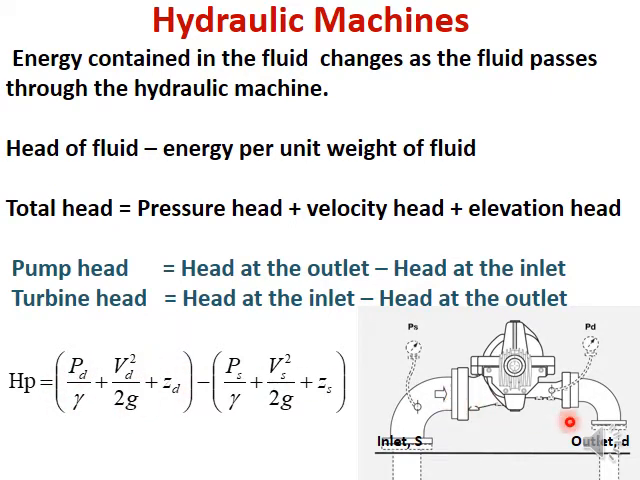So the difference in these two is called the head of the machine. Now when it comes to a pump, pump head can therefore be written as head at the outlet minus head at the inlet. Then turbine head is head at the inlet minus head at the outlet, because energy is extracted in the turbine. So head at the inlet is greater than the head at the outlet.